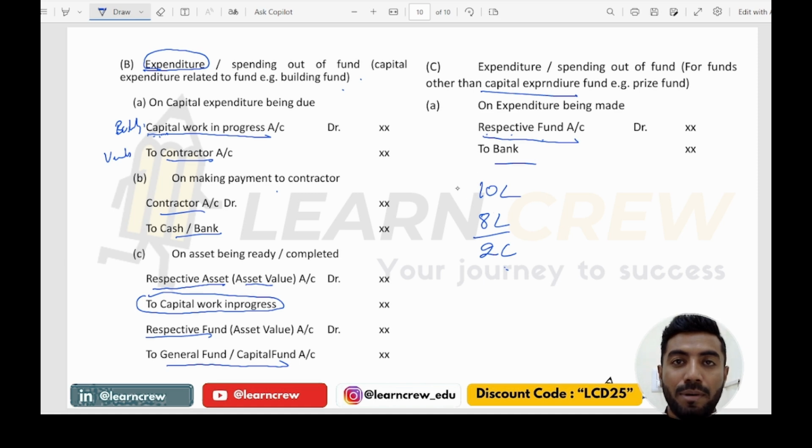So I hope the theory part is clear. If you're solving more and more questions, then it will be clearer.